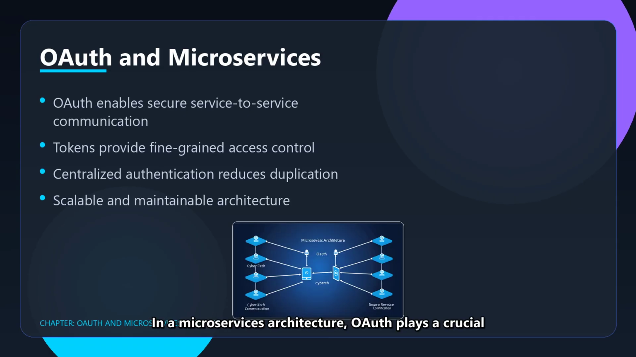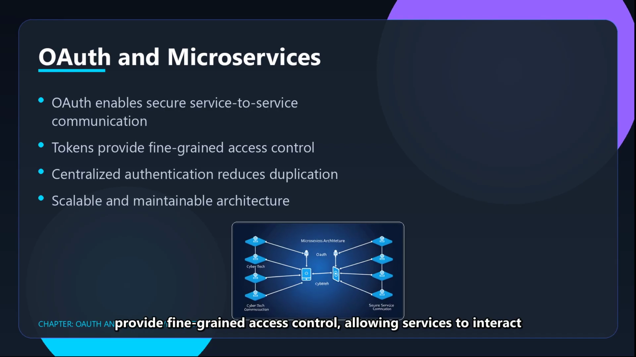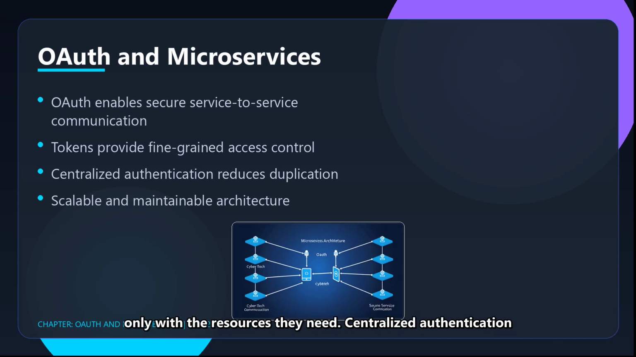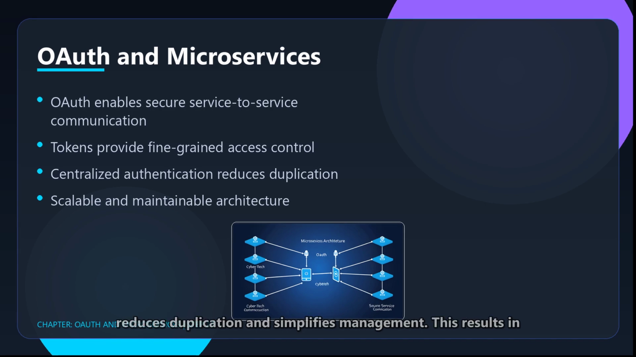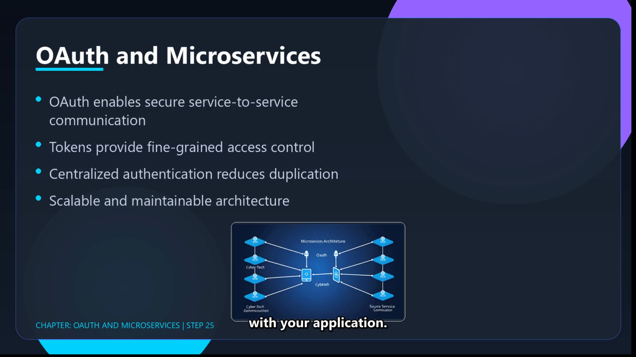In a microservices architecture, OAuth plays a crucial role in enabling secure communication between services. Tokens provide fine-grained access control, allowing services to interact only with the resources they need. Centralized authentication reduces duplication and simplifies management. This results in a scalable and maintainable architecture that can grow with your application.